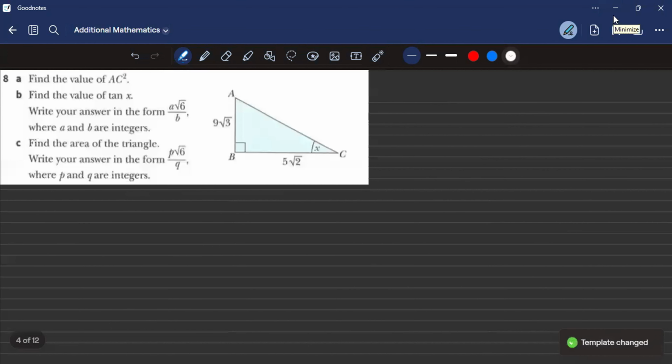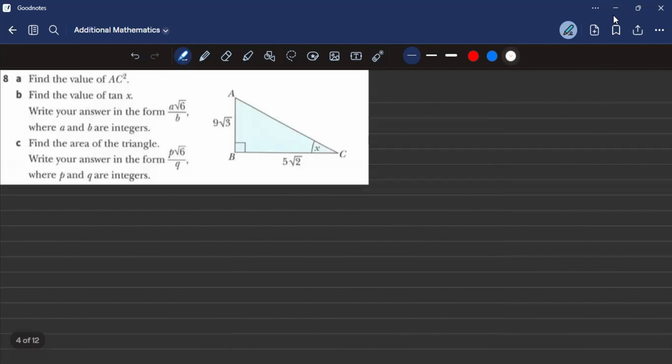Toolbar, apply. Okay. Now the thing is, find the value of AC squared. So basically, we are going to use this one here. They've given us the values of AB and BC. AB is 9 under root 3, BC is equal to 5 under root 2, and they've told us to find the value of AC. But they have told us to find the value of AC squared.